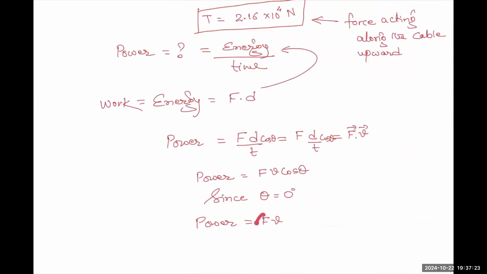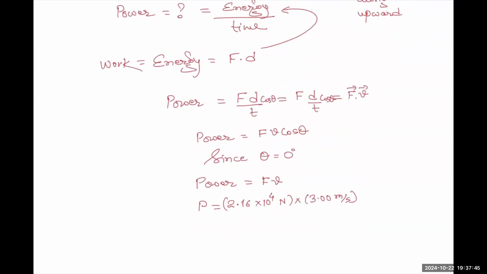So now I know this is my force, and I know my velocity, which is 3 meters per second, right? Then I can calculate my power P as force, which we just calculated as 2.16 times 10 to the power 4 Newton, times my velocity, 3 meters per second. So this will give me 64974, which is about 6.49 times 10 to the power 4 watt.